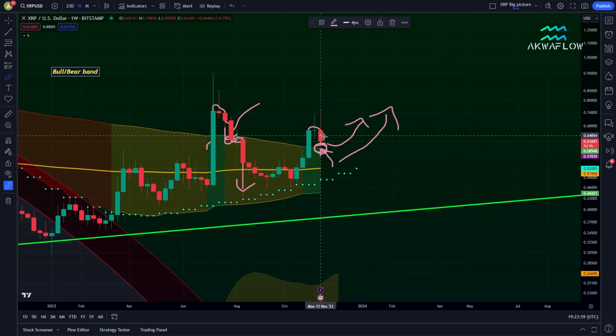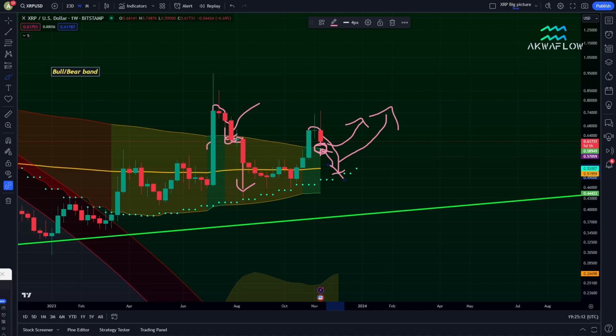If XRP goes down and breaks this level around 50 cents, which is the current level of the bull bear band, we are in big trouble, guys. But hopefully it will not happen and this level will hold. I hope it's clear. Let me know in the comments if you think that XRP will stay above the bull bear band, because it's a key element to the next bull run.